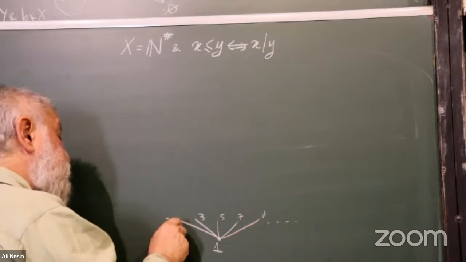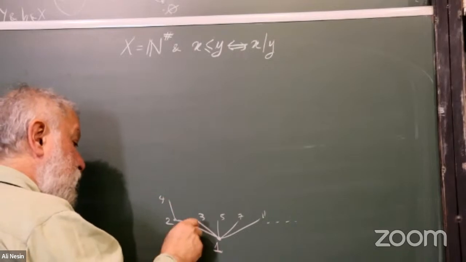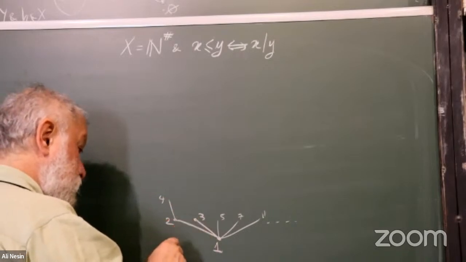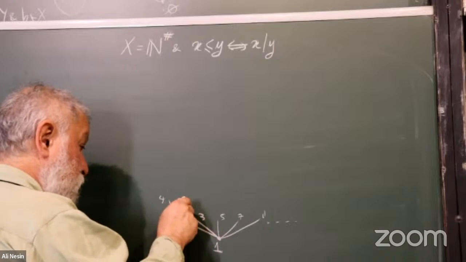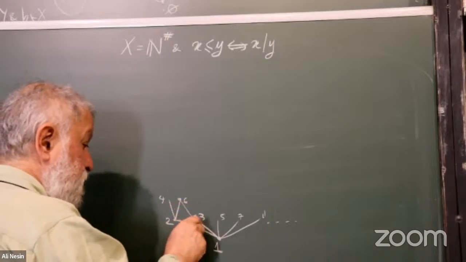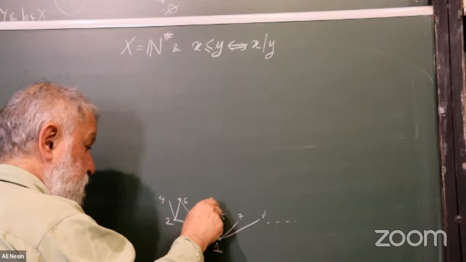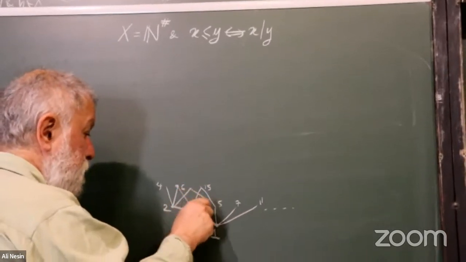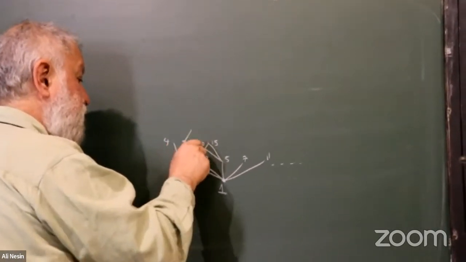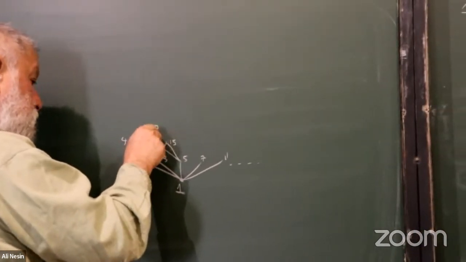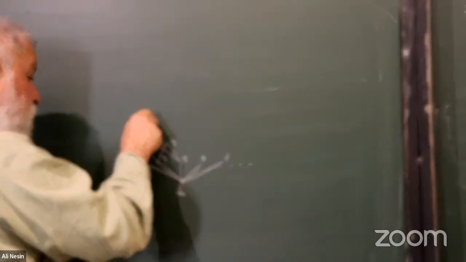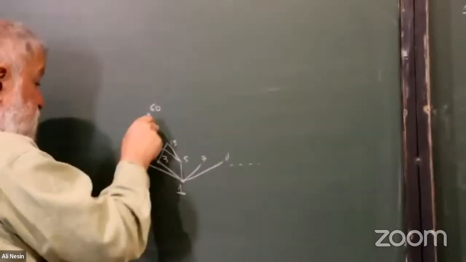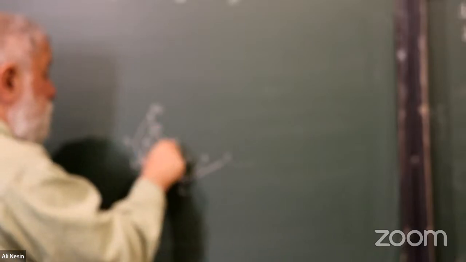And then on top of this, we have 4. 4 is here. And 6 is here. 6 is larger than both 2 and 3. 10 is here. Here we have 30. Right, 30. And above we have 60. And 60 is of course larger than 30. I must have 15 somewhere. 15 is here. 15 divides 30.